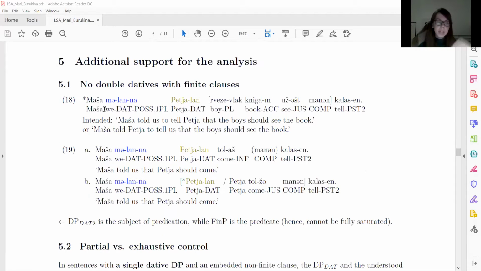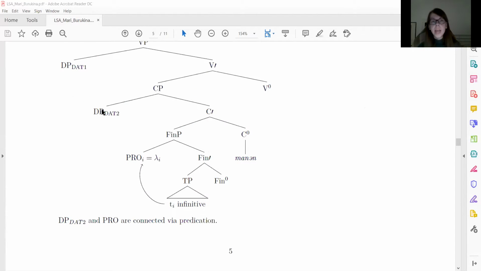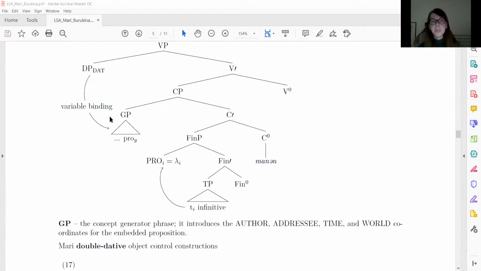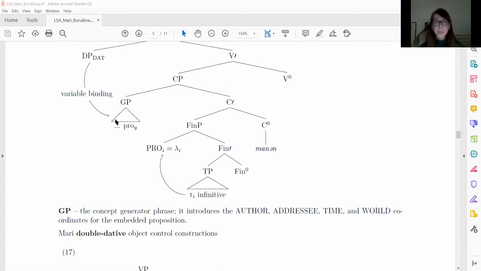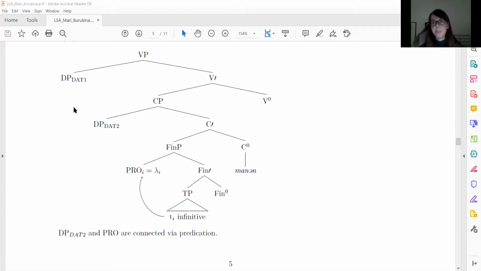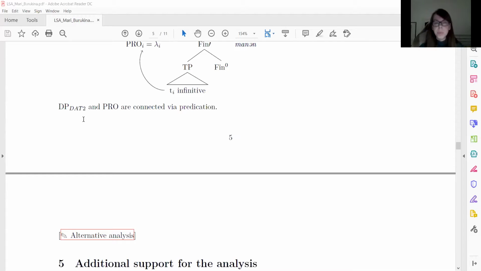And the second kind of prediction there is that, if you take a look at the 2 structures, we have variable binding in monodative object control constructions. And variable binding is quite flexible. So we expect partial control to be available when we have only 1 DP dative. But at the same time, when we have 2 DP datives, we don't have this variable binding anymore. We only have this predication, and predication is much stricter. So we expect only exhaustive control to be possible when we have 2 dative DPs. And that's, again, exactly what we see in Mari.